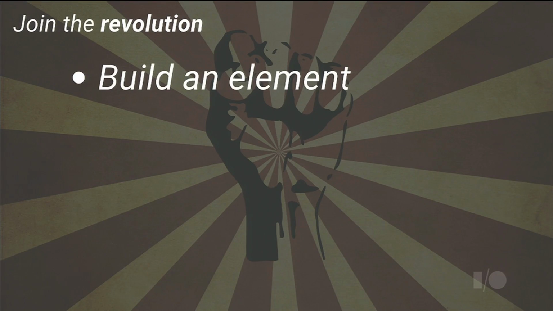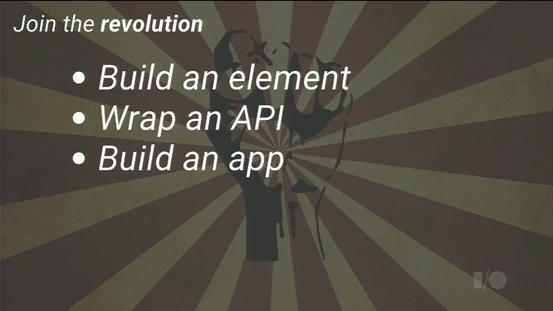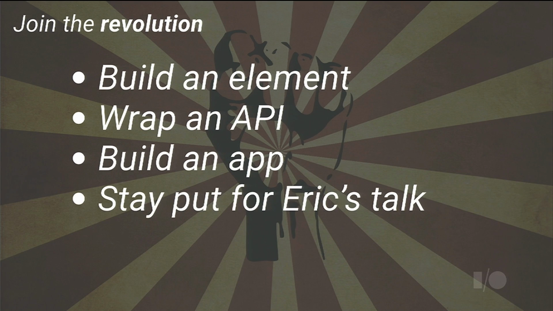So you can build an element, or wrap an API. This has gotten really popular at Google. There's a lot of people building cloud APIs or even browser APIs who have figured out that if you wrap their API in a custom element, it makes it really consumable and easy for developers to use. And they can also stick it in a designer tool, and it's been really fun. You can build an app. We built one, now it's your turn. We'd prefer it not be a quiz app because we've already done that. You can stay put for Eric's talk in just a little bit right here in this same room.